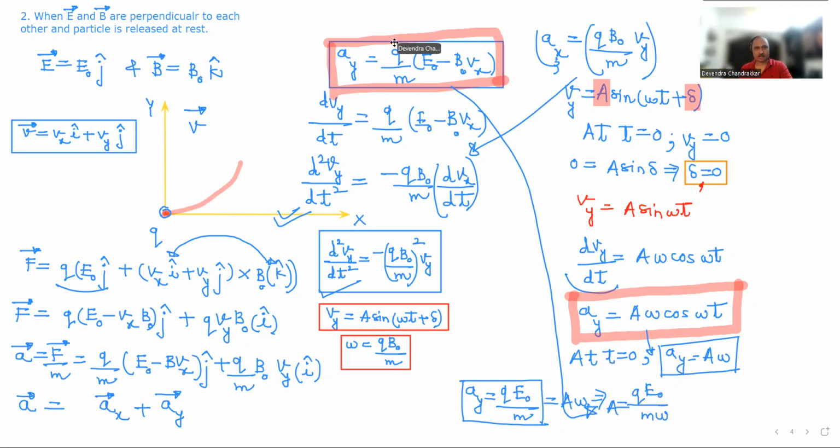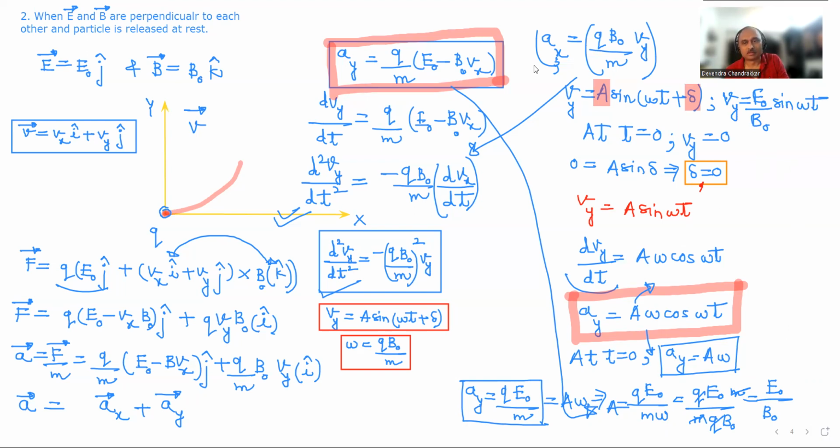ठीक है. And what was omega? It was q b naught by m. So substitute it here. This is q e naught by m. This is q b naught by m. ये cancel हुआ. This cancels out. We are left with e naught over b naught. So this is the amplitude A. Got it? So what was V then? So we get Vy as E naught by B naught sine omega t.